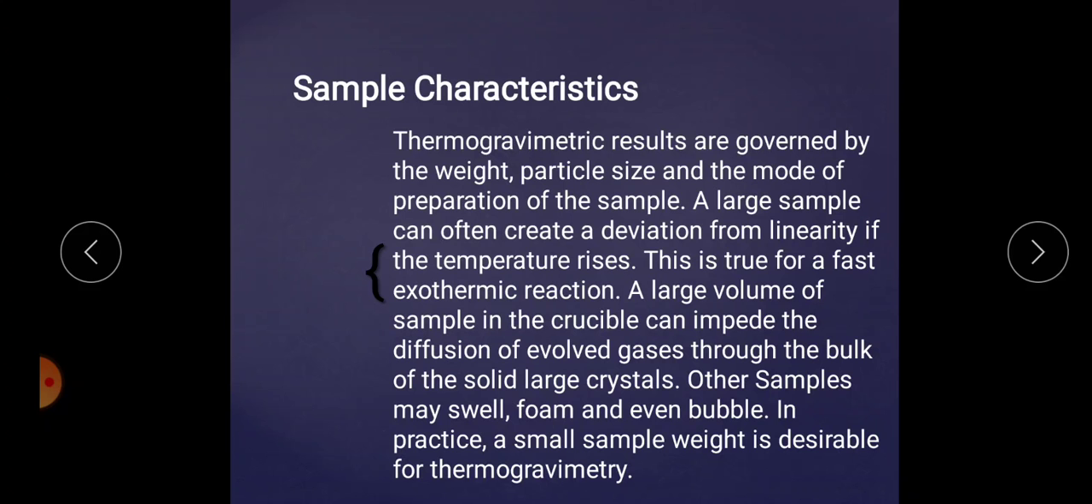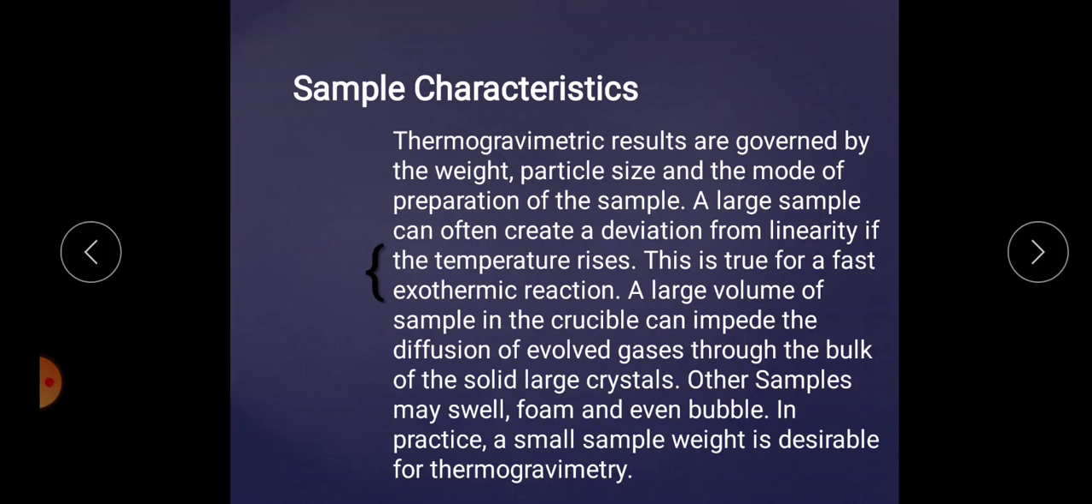For example, you take a large bulky amount of compound in a crucible. It gets heated, but because of the larger quantity and bulkiness of that compound, the gas cannot evolve easily. So the gases which must evolve get trapped in the sample and face some difficulty in evolving, due to which the thermogram gets deflected. So for that purpose, a small sample weight is desirable for thermogravimetry.